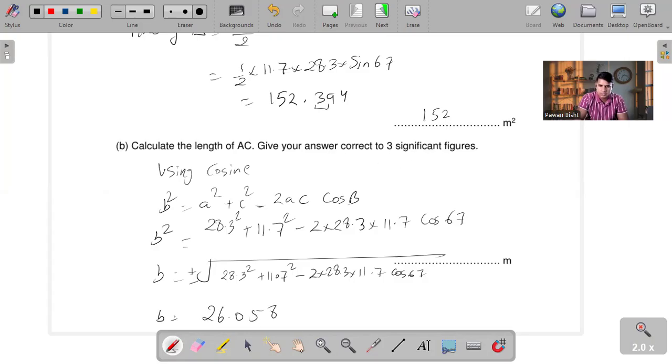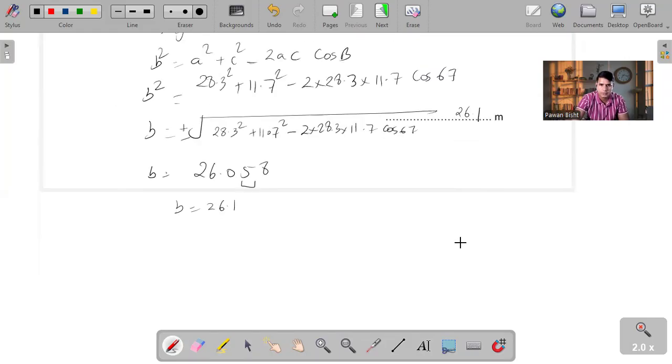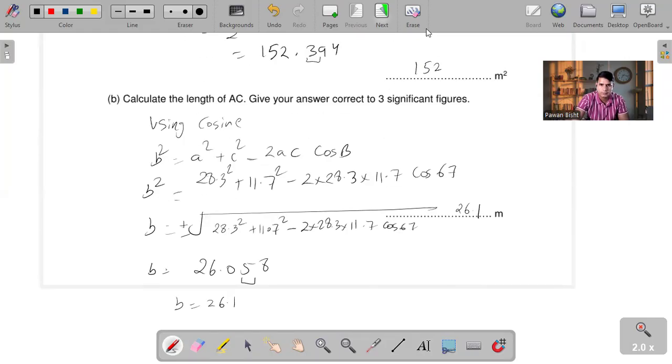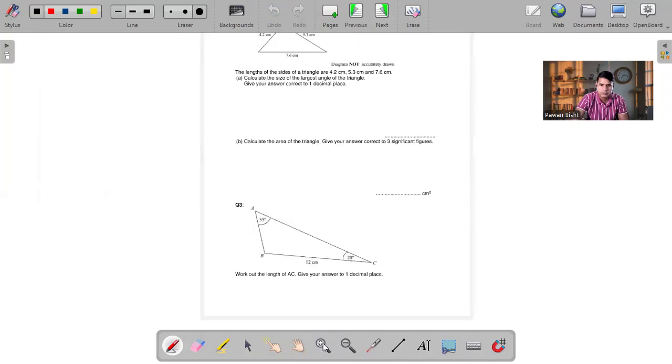Now you see this is 26.058, right? You see this digit is 5, which is greater than or equal to 5, so we round it off. So the answer becomes 26.1. So B is 26.1 meter, right? So this is my question.